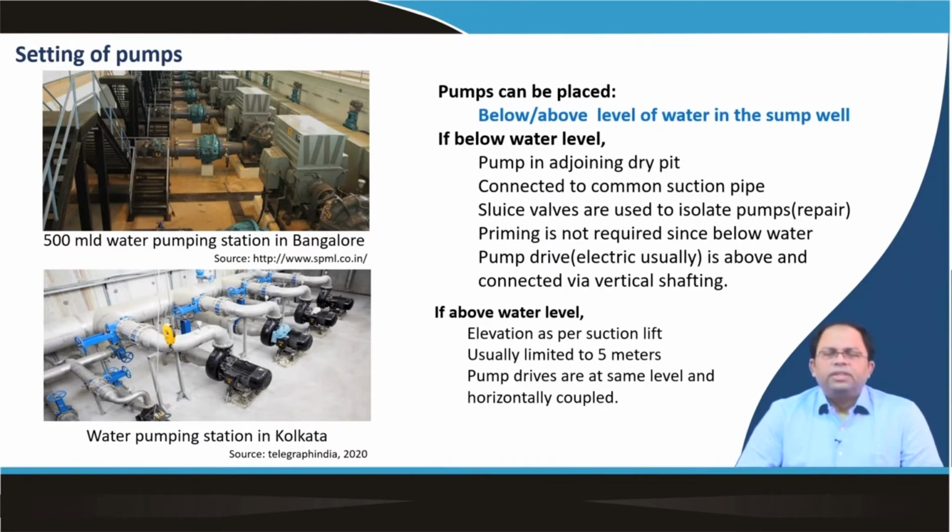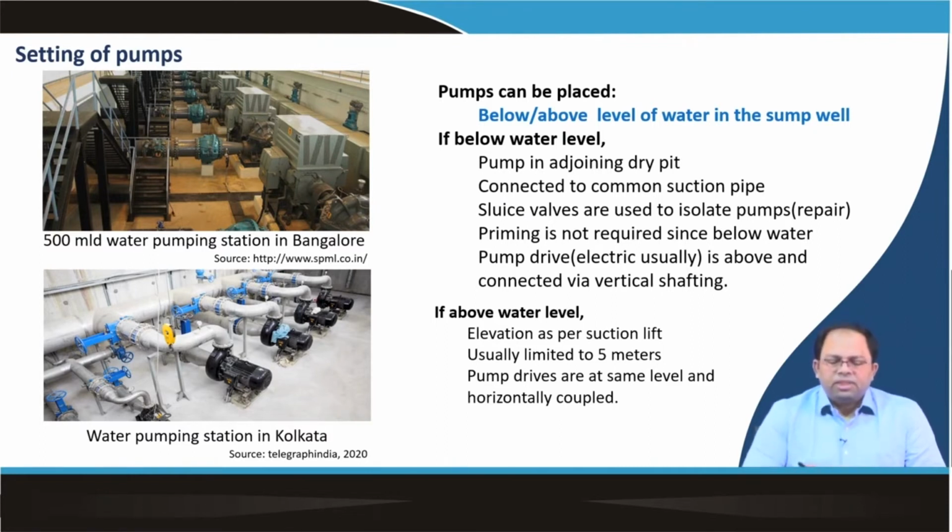So next we talk about how we set up these pumping stations. Like you can see, this first image is a 500 million liters per day water pumping station in Bangalore. So you can see it's a large hall or a large structure where we have got several pumps, multiple pumps aligned one after another, and a similar kind of setup is seen in a water pumping station in Kolkata, and there again you can see many pumps and they are connected to one line. Why there are so many pumps and why they are connected to one line, I will explain later on.